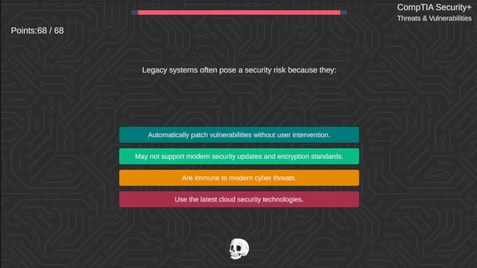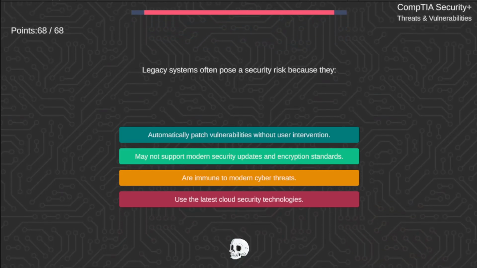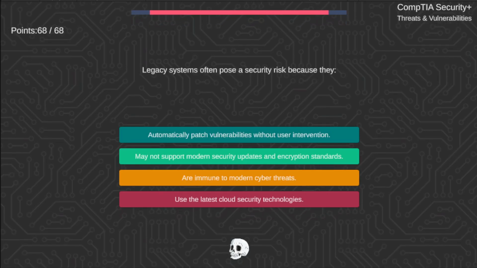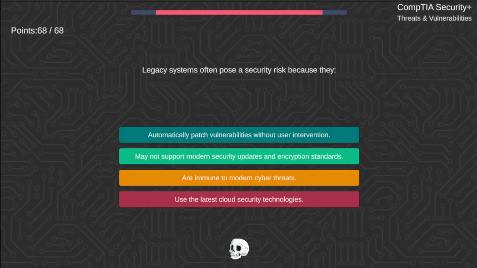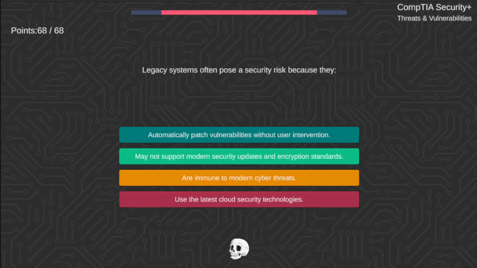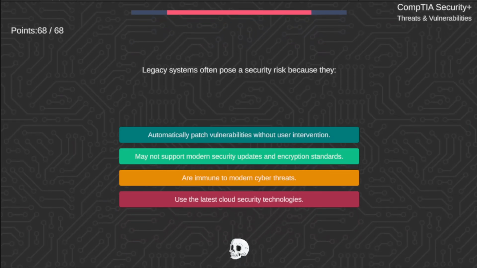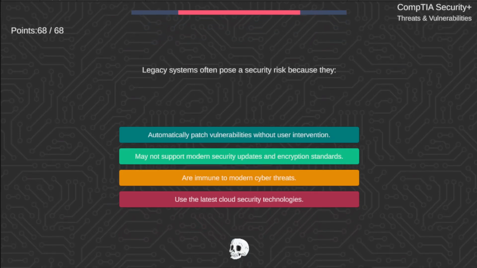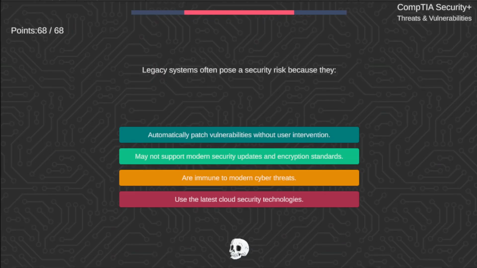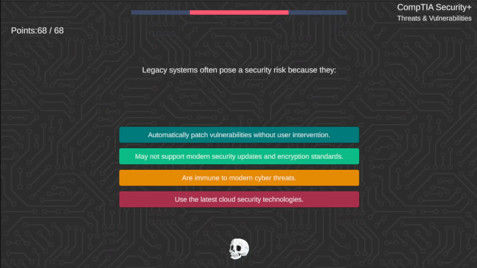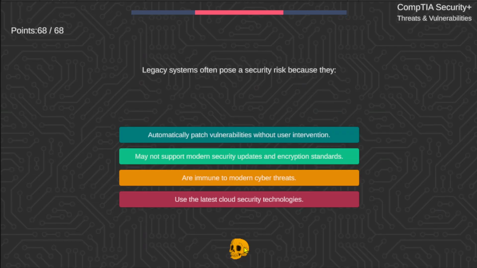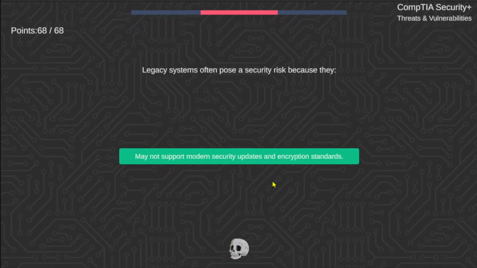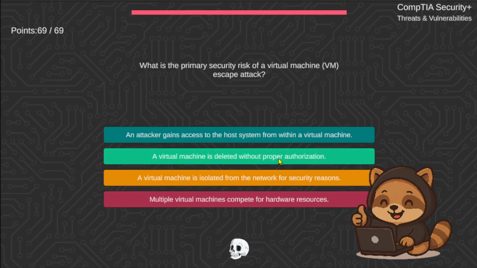Legacy systems often pose a security risk because they automatically patch vulnerabilities without user intervention, may not support modern security updates and encryption standards, are immune to modern cyber threats, or use the latest cloud security technologies. Legacy systems often pose a security risk because they may not support modern security updates and encryption standards.